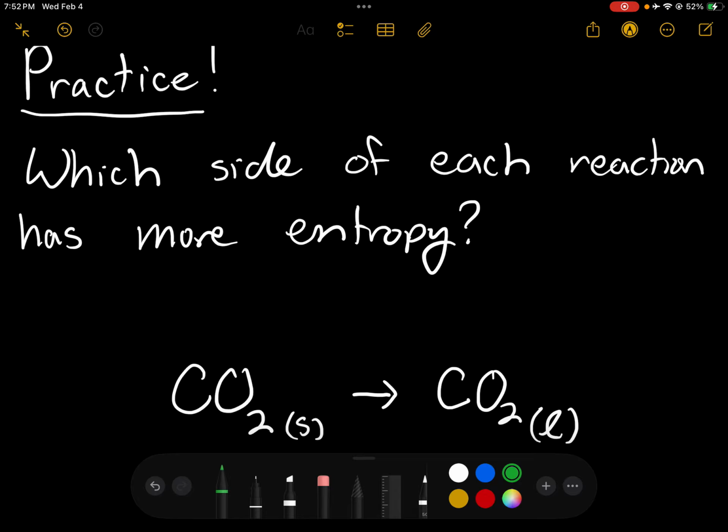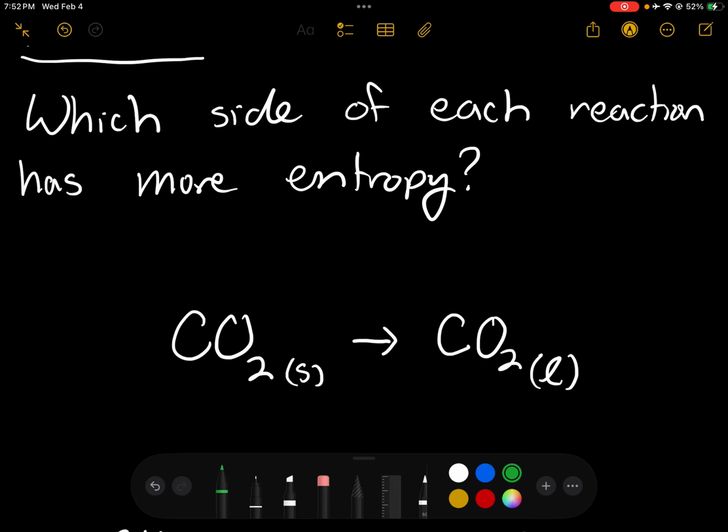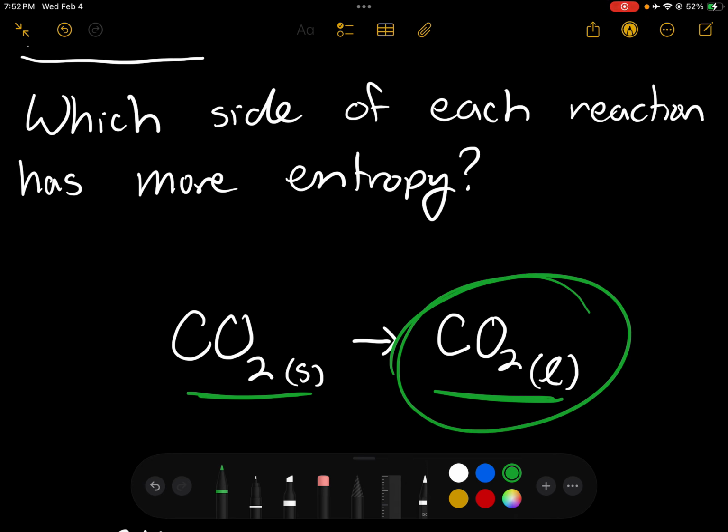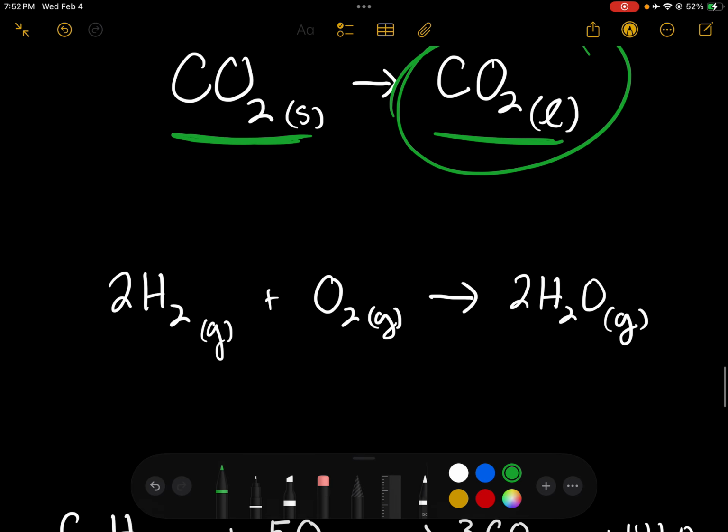of a reaction? Looking at this first one, we see that our solid CO2 is moving into liquid phase. We know that chaos increases when we increase our energy of phase. So our liquid product is going to have more chaos than our solid reactant. So this side has greater entropy. We would also say that this particular phase change has a positive delta S value because it is increasing in entropy as that reaction or phase change proceeds.